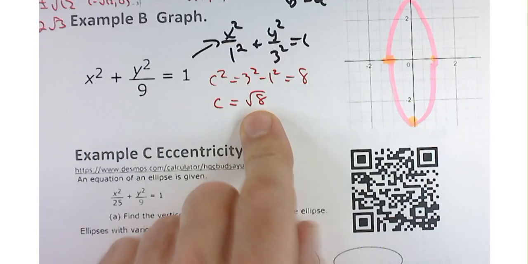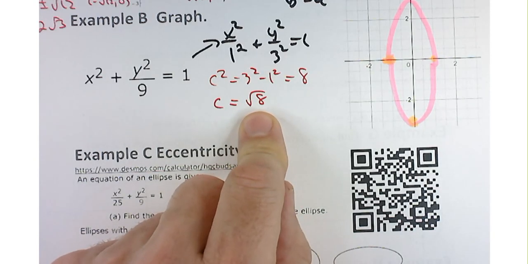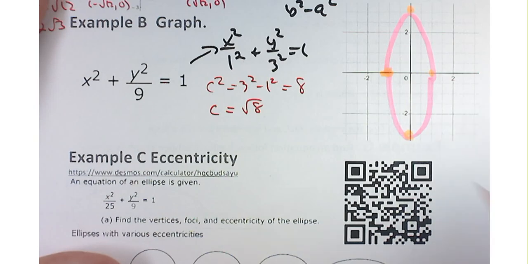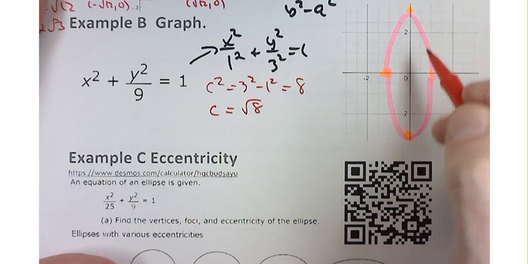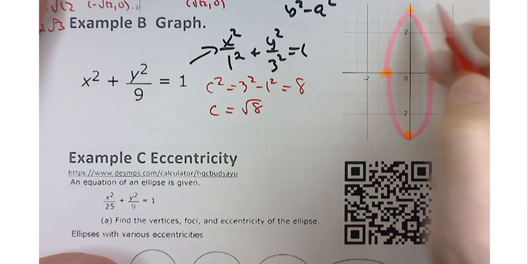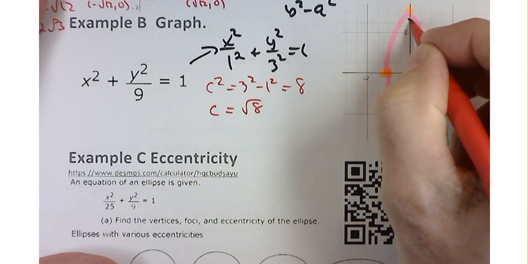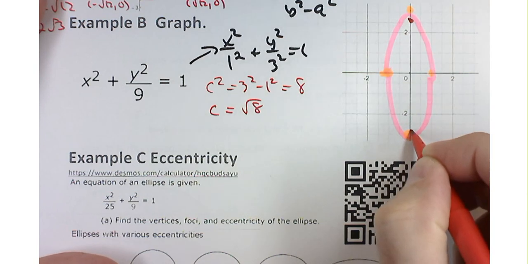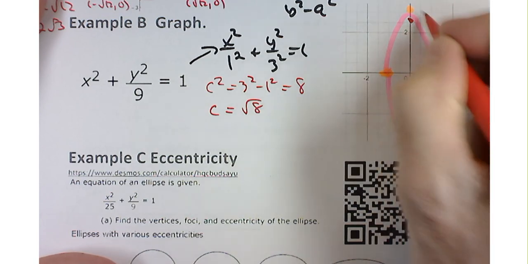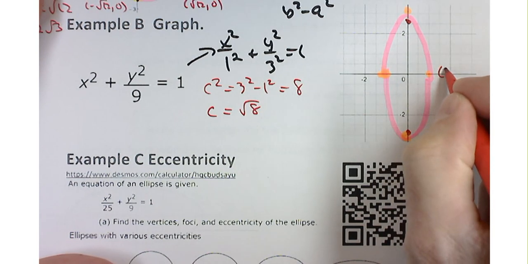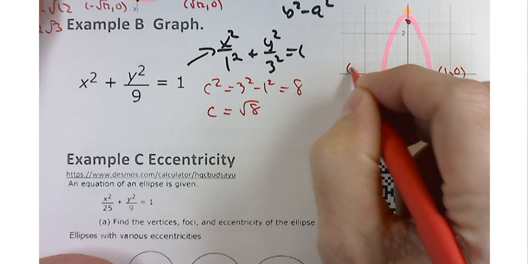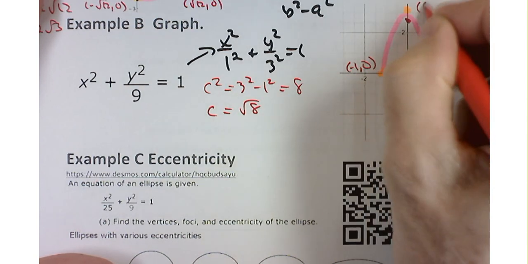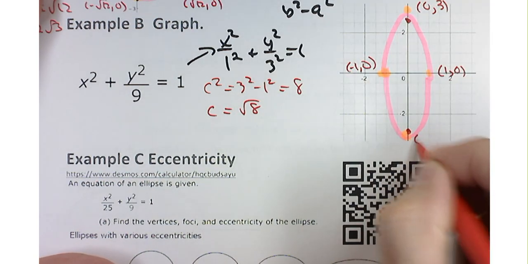Square root of 8 is about 2.828. So square root of 8 is not quite all the way to 3. So your foci are going to be here and here. Let's write our vertices. We've got (1, 0), (-1, 0), (0, 3), and (0, -3).